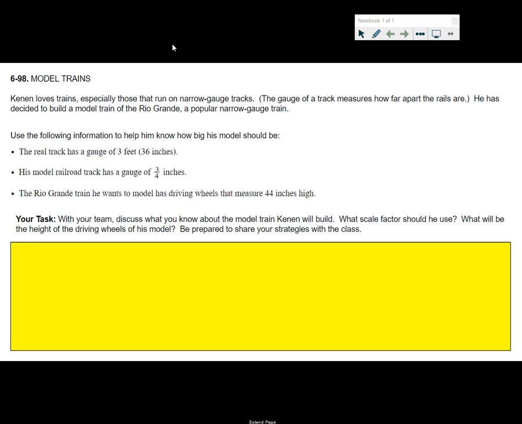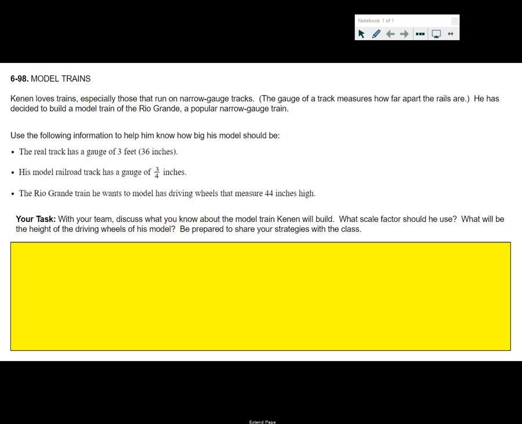Keenan loves trains, especially those that run on narrow gauge tracks. The gauge of the track measures how far apart the rails are. He has decided to build a model train of the Rio Grande, a popular narrow gauge train. Use the information to help him know how big his model should be. The real track has a gauge of 3 feet or 36 inches. His model railroad track has a gauge of 3/4 inches. The Rio Grande train he wants to model has driving wheels measuring 44 inches. So your task is to find the scale factor and the height of the driving wheels.